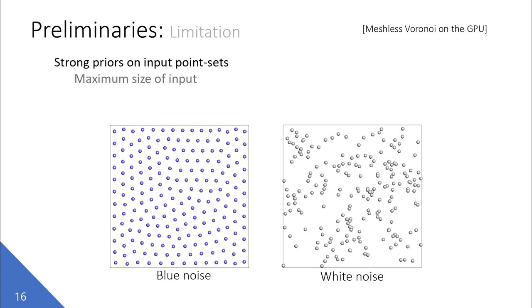As for the limitation, we place strong assumptions on our input data. Even if our structures are minimalist, some graphic cards may not have enough memory to process 10 million points of white noise. Two years ago, the problem was circumvented by using a card with more memory.